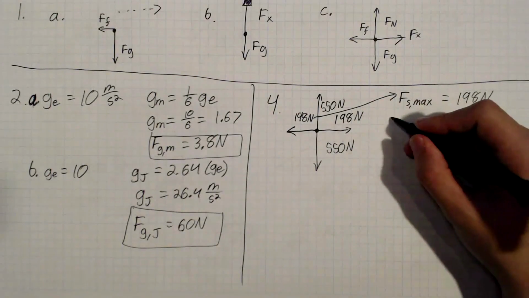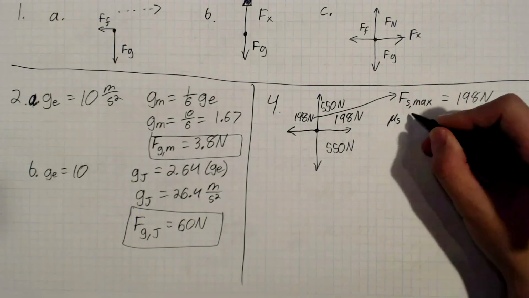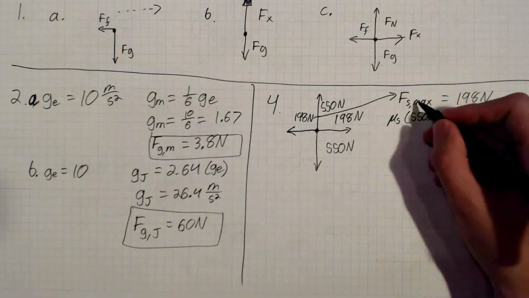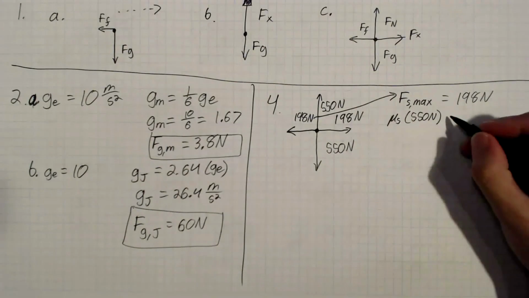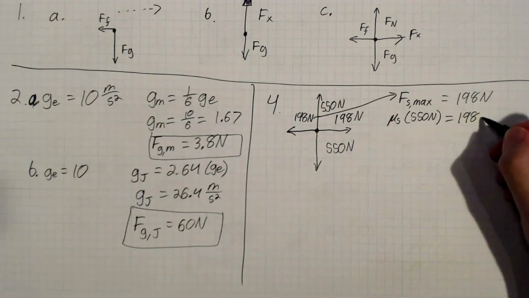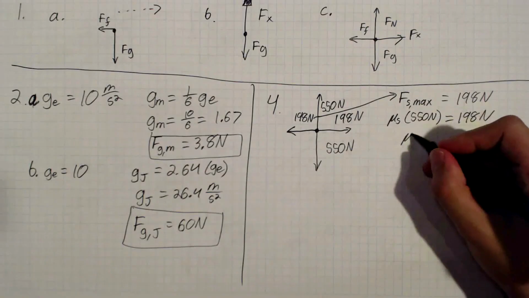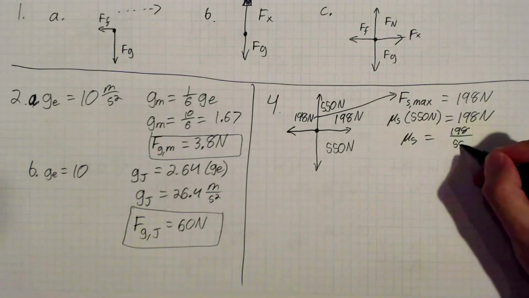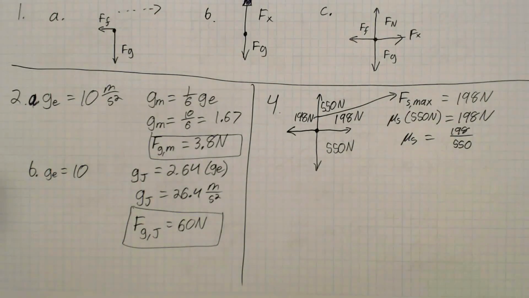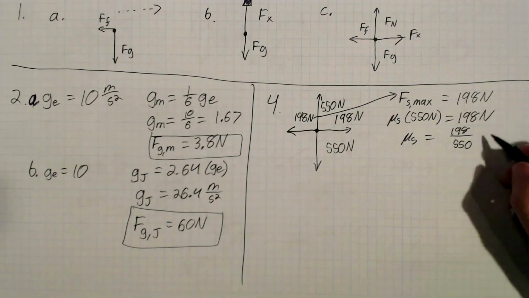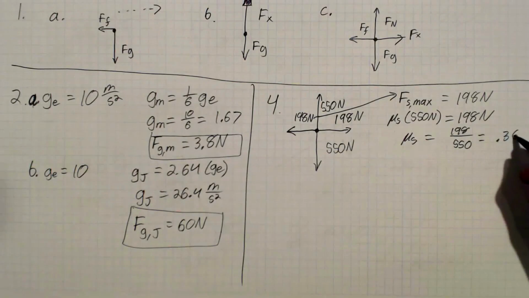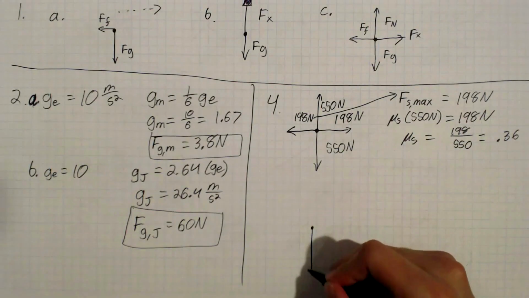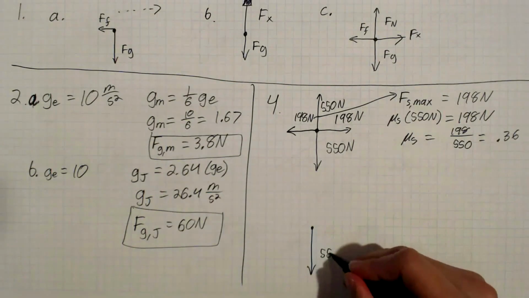So this is going to be our static coefficient of friction times our normal force, because again, friction is mu times normal force, which equals 198. So divide these out, and you get that the static coefficient of friction is 198 over 550, which equals 0.36.